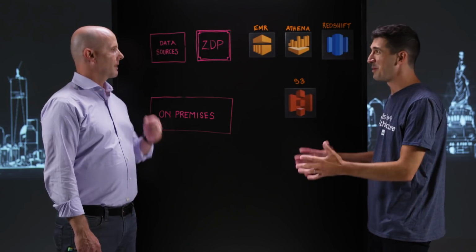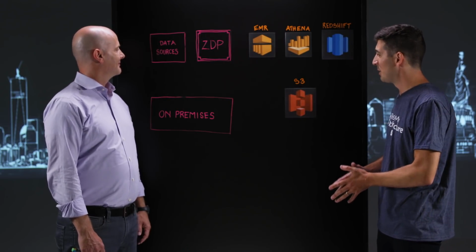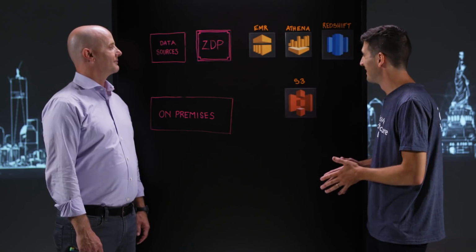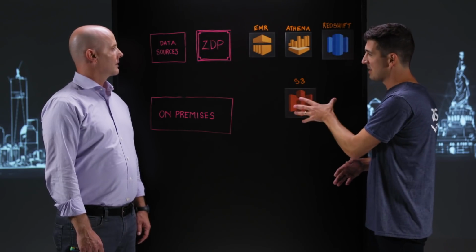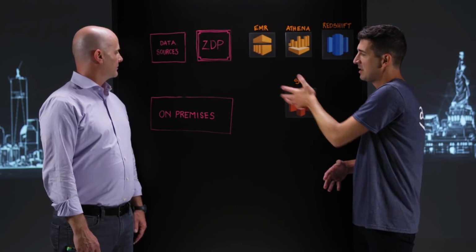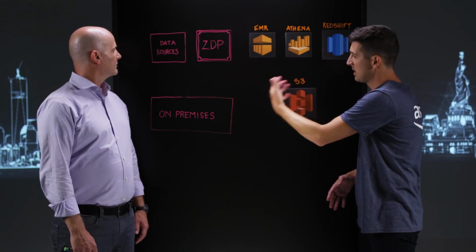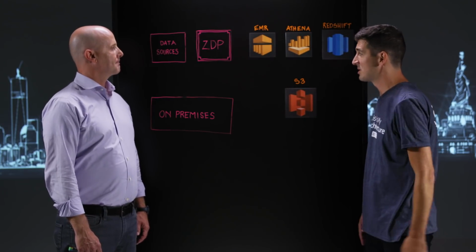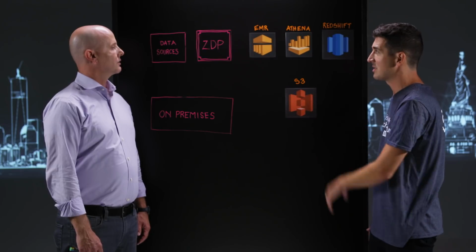Everyone's talking about data lakes these days and how they want to build them, but making it happen is hard, right? We see a lot of people putting their data on S3, but the reality is a lot of them have either on-premises data sources or, like you said, Hadoop clusters running on-premises as well. So I'm glad we're talking about a hybrid architecture today.